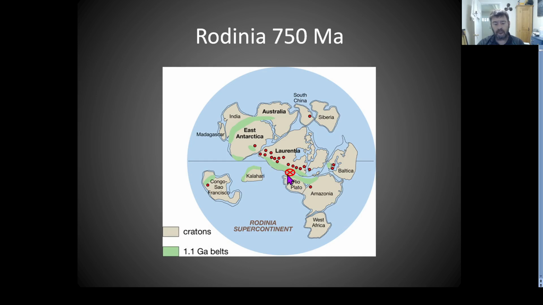And again, by this point things are starting to rift. All of these dots right here are dated rocks, dated igneous rocks, which means they were either volcanic or plutonic, and they all have similar ages. So this map is probably a little bit older. I'm not sure of the exact date on it. I don't have my reference on here, which I should.